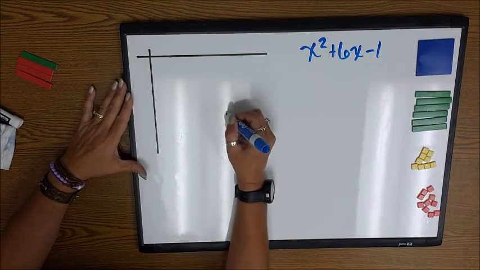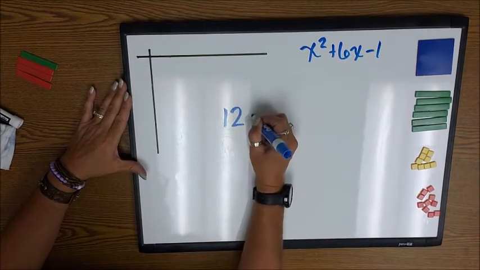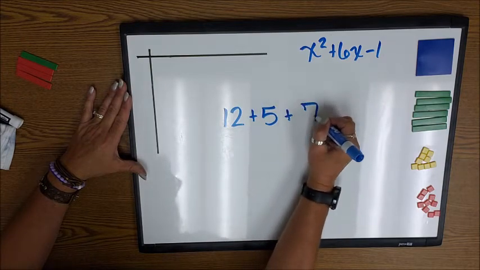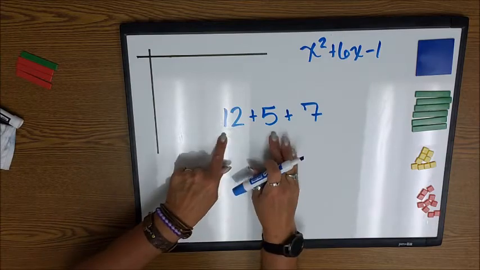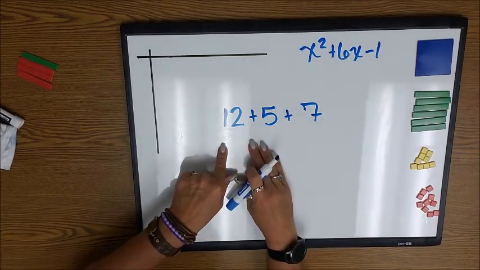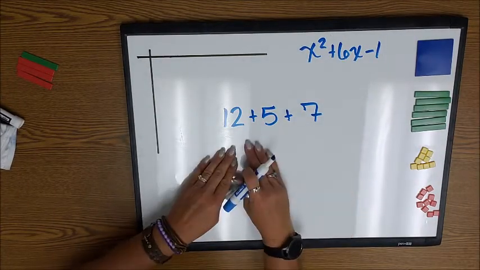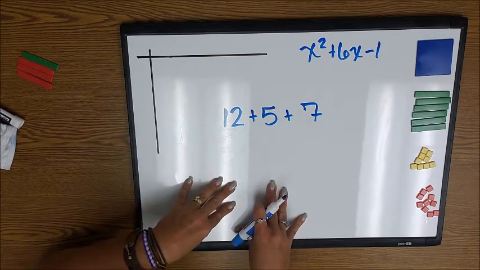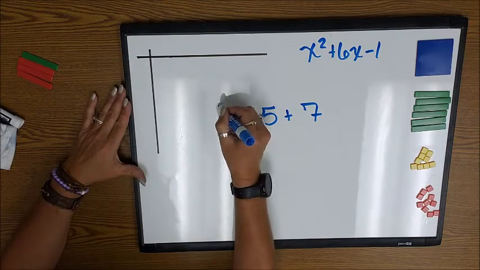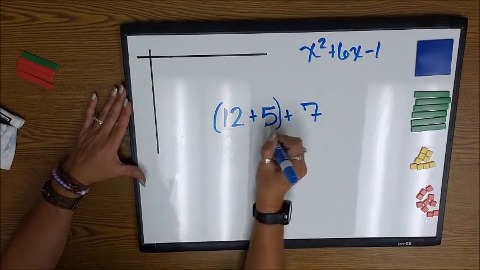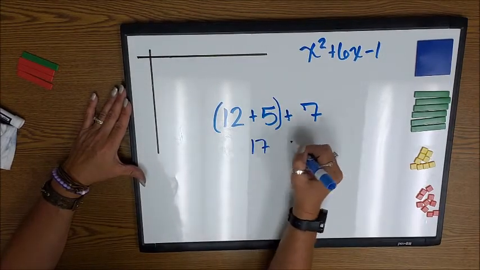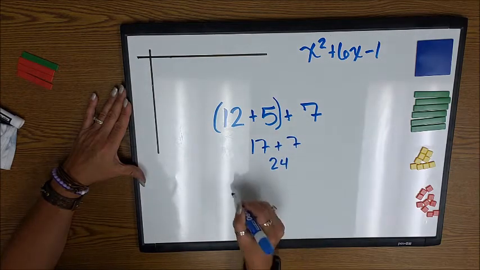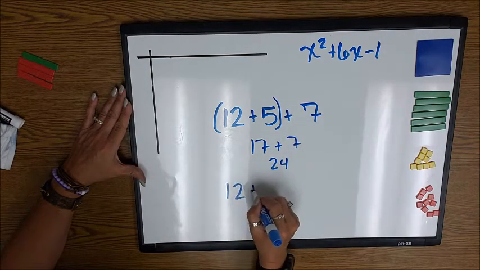One of them is the associative property. With the associative property, we know that we can group any two numbers or any set of numbers, and no matter how we group them, when we add them all together, we're going to get the same number. So we can start off showing our students that if I group 12 plus 5, I get 17, plus my 7 gives me 24.